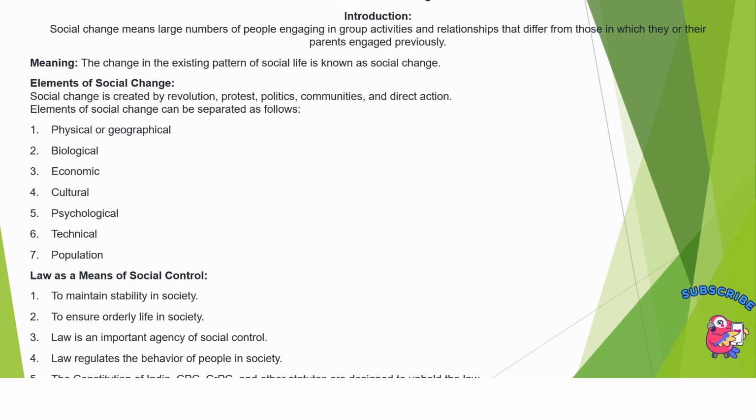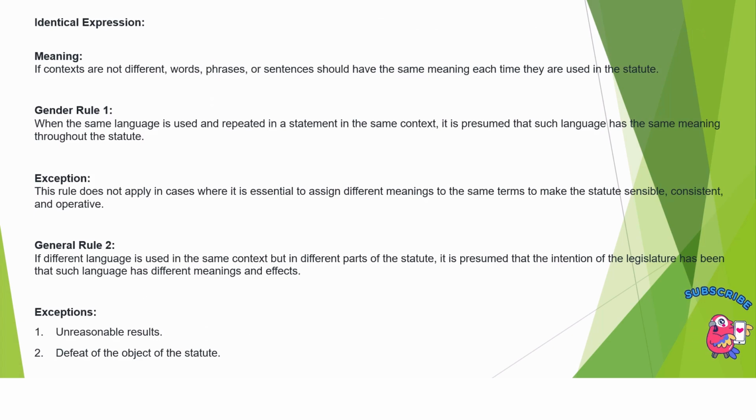Law and social change. Social change means a large number of people engaging in group activities and relationships that differ from those in which they or their parents engaged previously, meaning the change in the existing pattern of social life is known as social change. Elements of social change are mentioned here. Law as a means of social control is mentioned here. Identical expression: if contexts are not different, words, phrases or sentences should have the same meaning each time they are used in the statute.